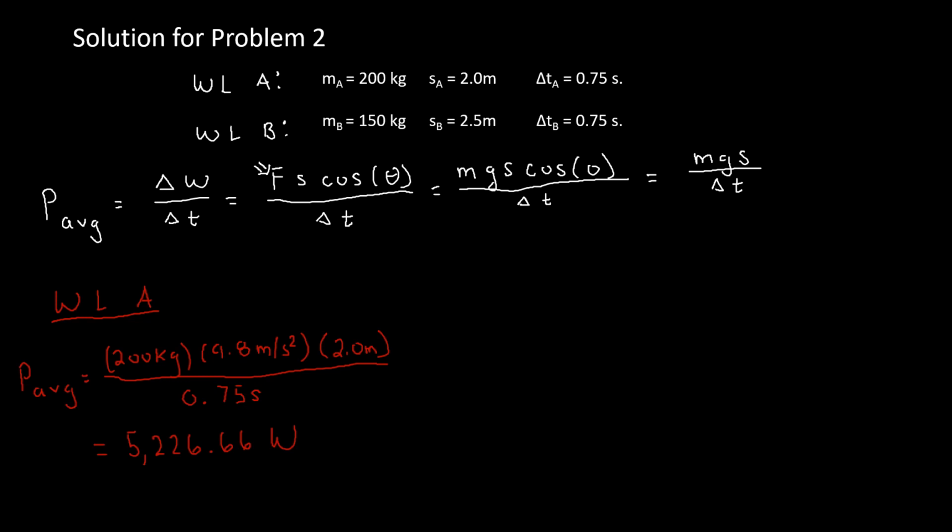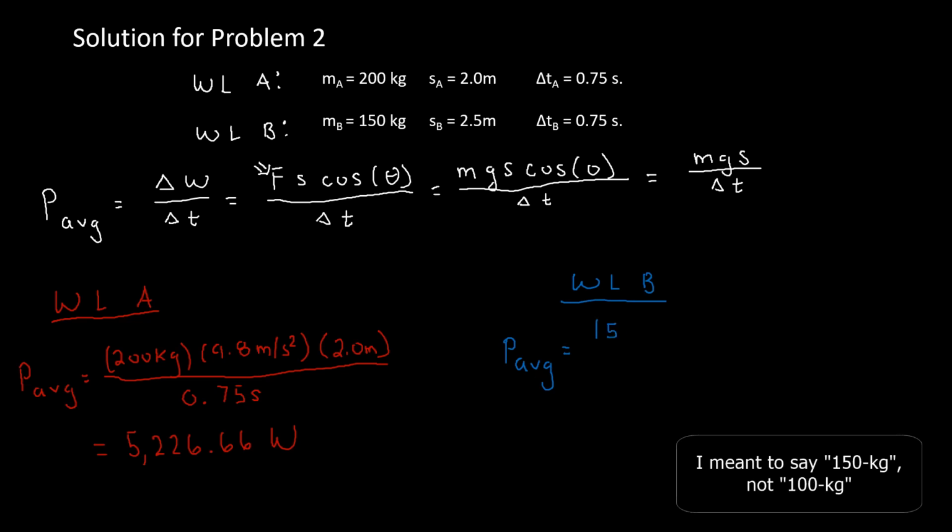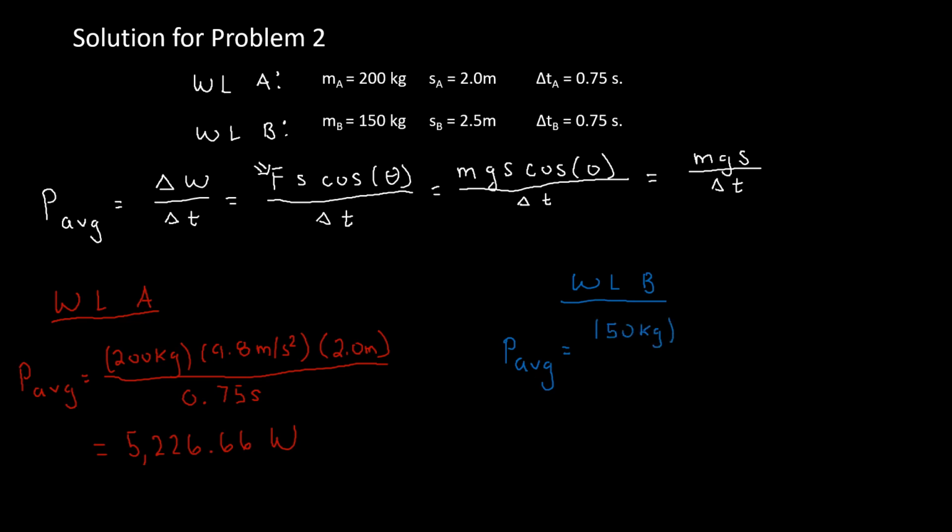Weightlifter B exerted an average power that is equal to 150 kilograms times gravity, which is 9.8 meters per second squared, times the displacement, which is 2.5 meters, all divided by 0.75 seconds. And this equals 4,900 watts.